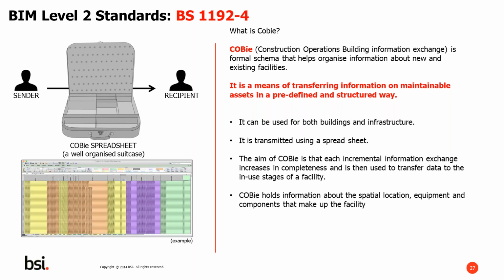It enables the sender of information to be able to organize in a very structured way information so that when the recipient receives it, they know exactly what they're receiving and they can dedupe against it to make sure that if there's anything that they miss or they want to get on top of or go back to find out information about, it's easy for them to do so. It can be used for buildings and infrastructure and is usually transmitted using a spreadsheet. The aim of COBE is that each incremental information exchange increases in completeness and is then used to transfer data to the in-use stages of a facility. COBE holds information about the spatial location, the equipment, and components that make up the facility.